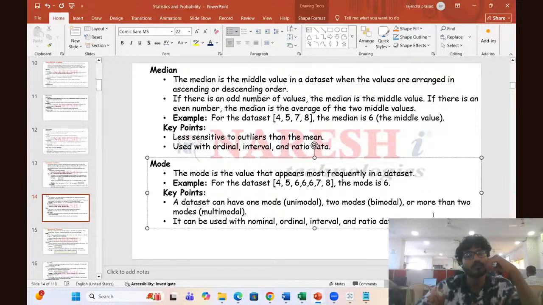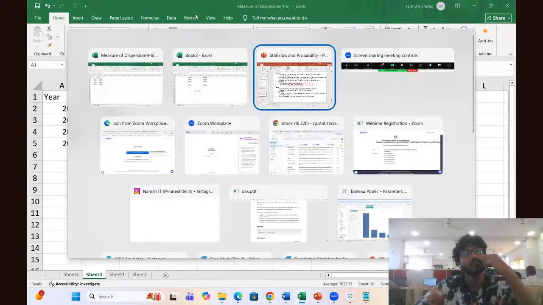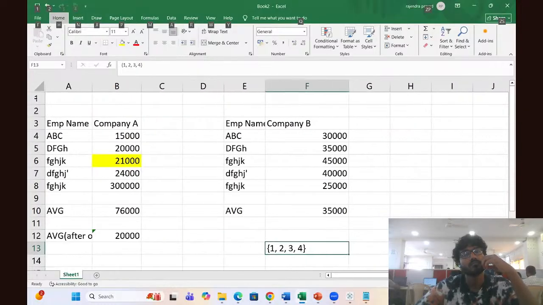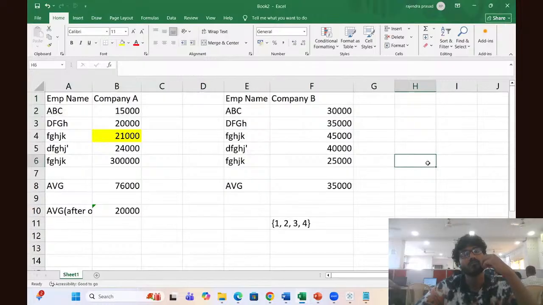Sir, we have seen how mean and median are affected in this particular salary example. Then what about the mode? How will the mode help in real time? Okay. See, I don't want to go much into the technicalities. I'll help you understand with a simple example.